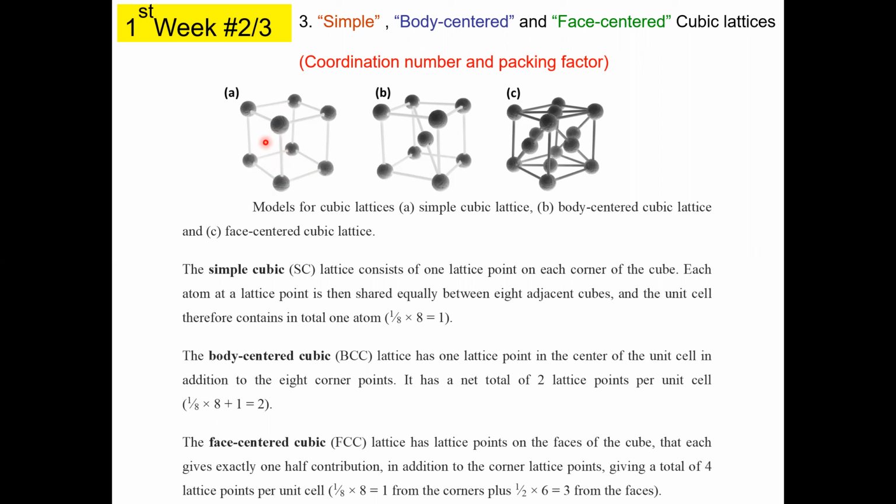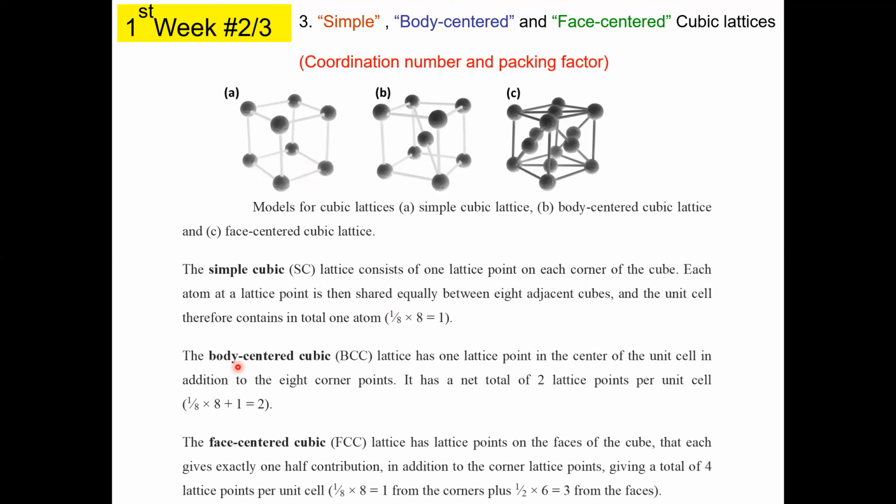So if you chop it, inside of the cube at the corner here, it contains only 1/8 of an atom. So we have 8 corners. Total will be 1 atom in the simple cubic lattice.